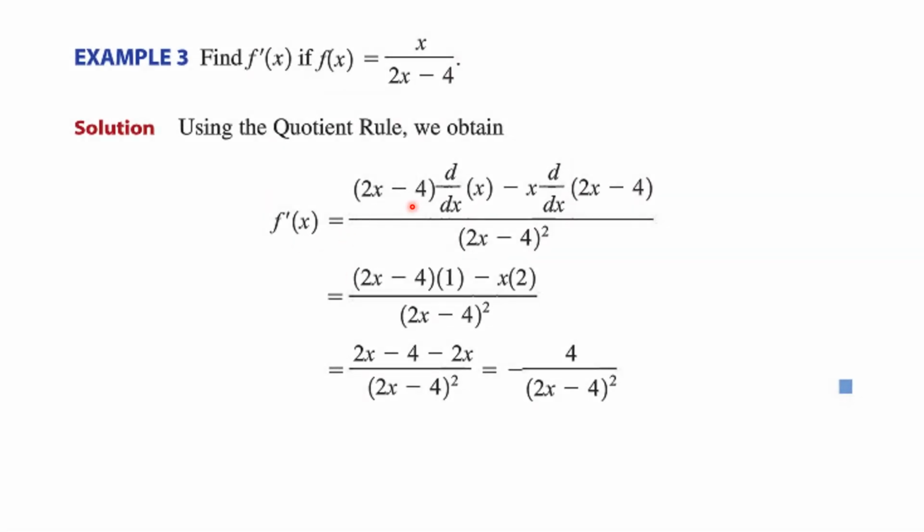So it's going to be denominator times the derivative of the numerator, which is x, minus numerator times the derivative of the denominator, which is 2x minus 4, all divided by the denominator 2x minus 4 whole squared. Now we're going to take the derivative, so that this derivative is 1, and this derivative is just 2. And so this is what we get. We simplify this using algebra. We see that the 2x's will cancel out. And so the answer is negative 4, there's a minus sign here, over 2x minus 4 whole squared.